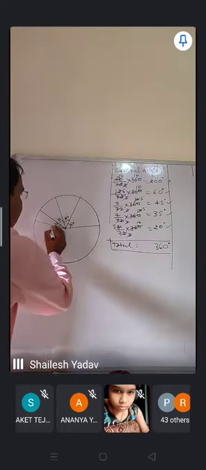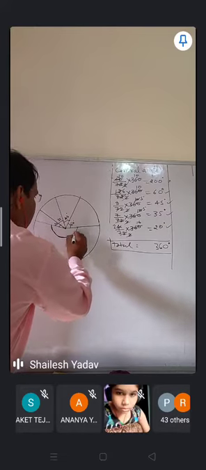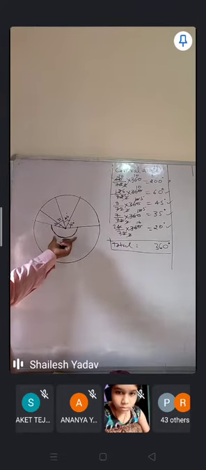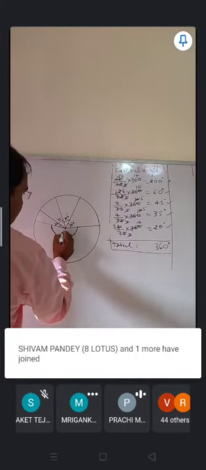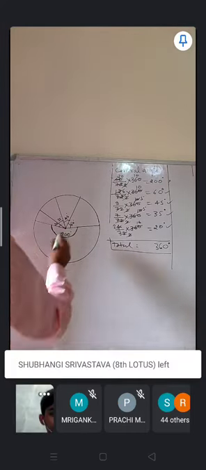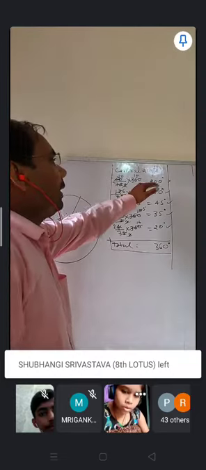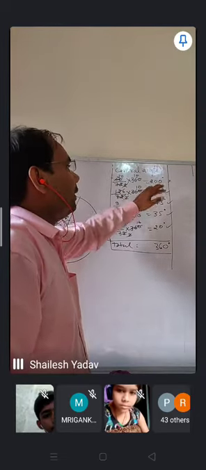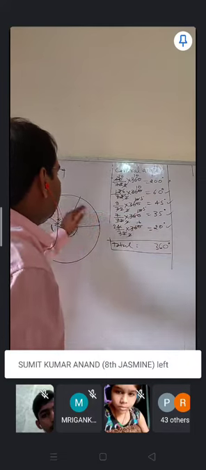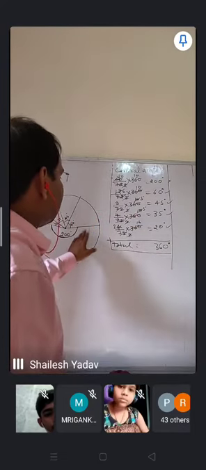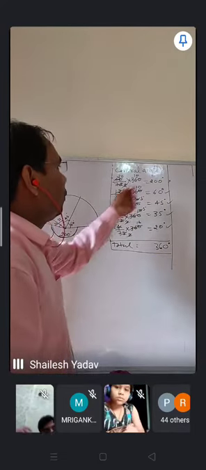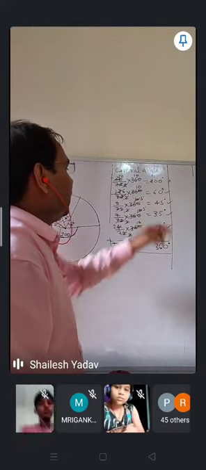Whatever remaining angle is there, that is equal to whatever is left, that is 200 degrees. So students, in this way, if you get any angle more than 180 degrees, you need to draw the rest of the angles one by one, and whatever is remaining last will be equal to the remaining angle, that is 200 degrees.